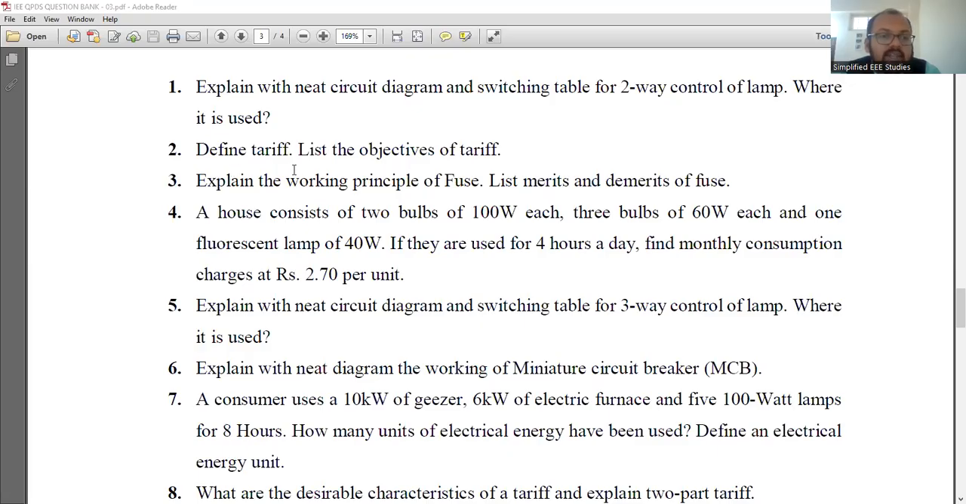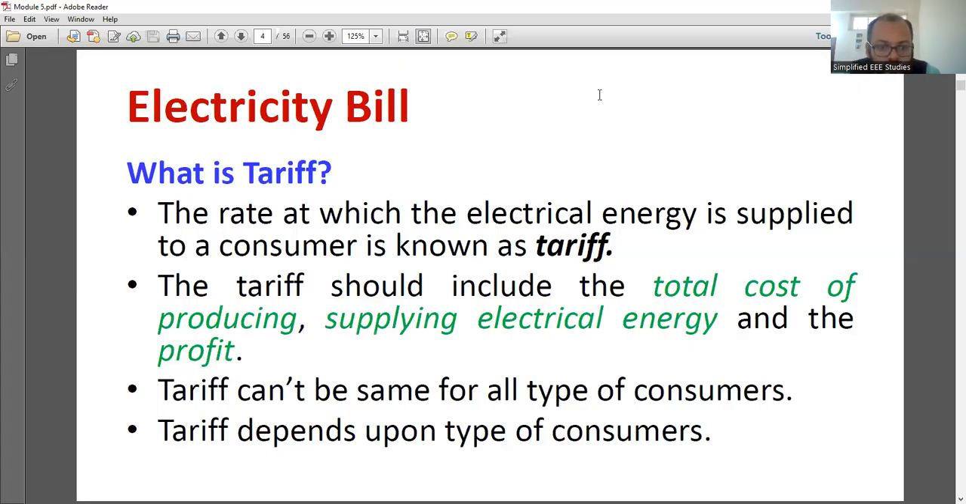Second question is: define tariff. List the objectives of tariff. The tariff is actually defined as the rate at which electrical energy is supplied to a consumer. That is the definition of tariff. So major objectives of the tariff, you can write the following things.